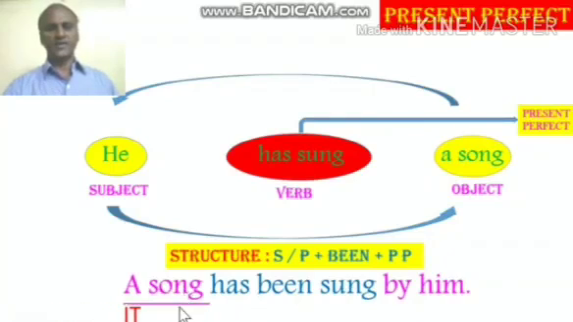A song, again when you reduce it, becomes the third person singular, it. Then the verb also has to be has. It has been, as given in the structure. Then the past participle: sing, sang, sung. So sung again is the past participle form of the verb sing. Hence the answer is: a song has been sung by him.